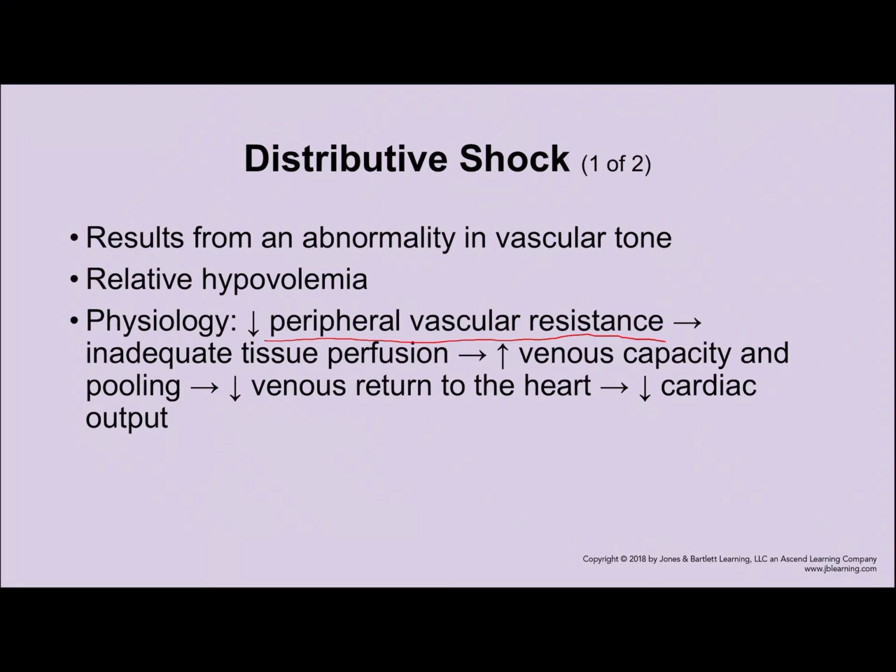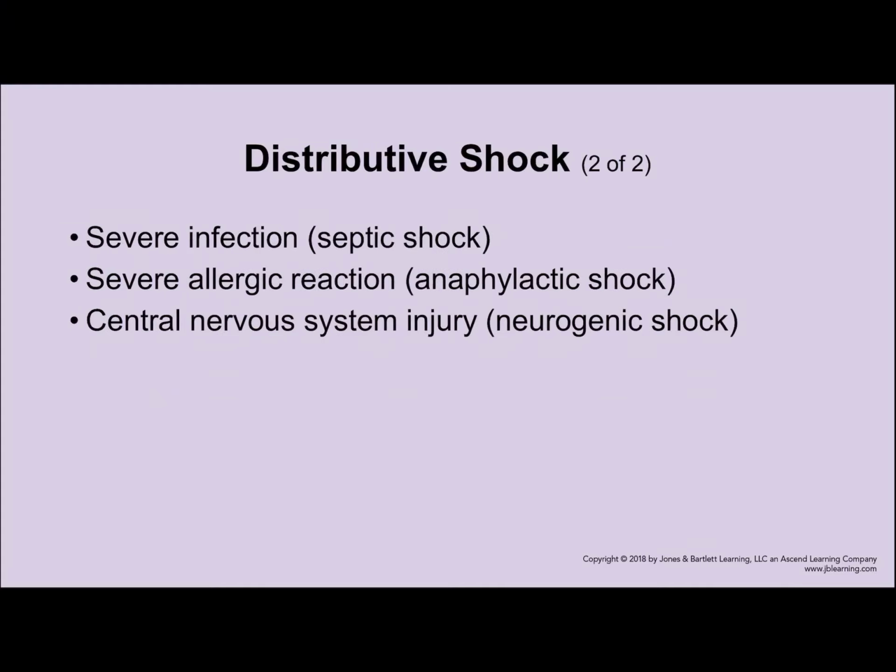Because you have these resistance vessels making your tank relatively bigger, you will have relatively less volume for the same amount of space. So you will have an end organ tissue perfusion problem, and your venous capacity will dilate out. You'll have more pooling in your veins, and then decreased venous return to the heart as a result. As we spoke about before, decreased venous return to the heart means decreased preload. Decreased preload is one of the components of cardiac output, and this is what gets you into a shock scenario.